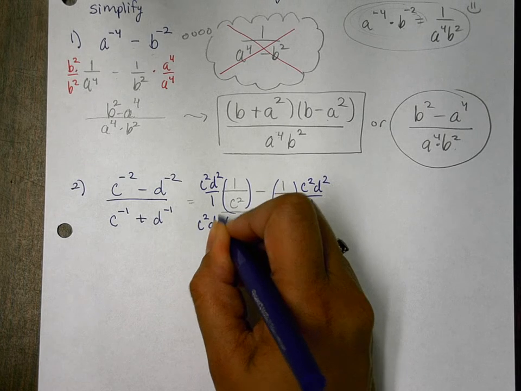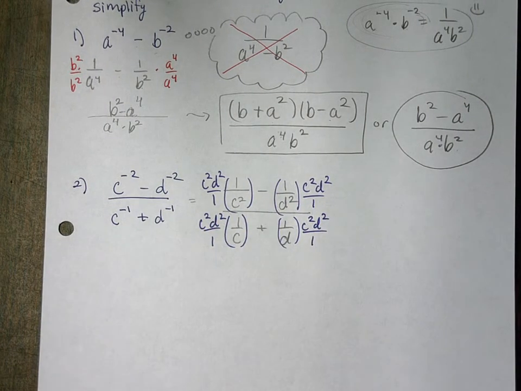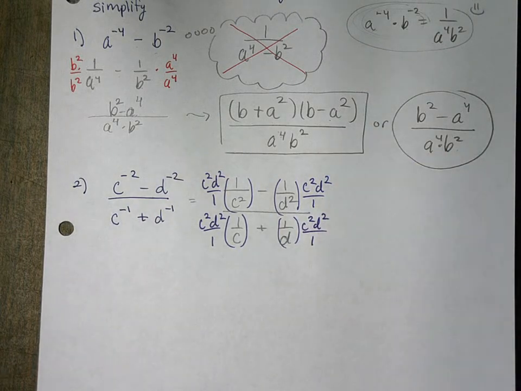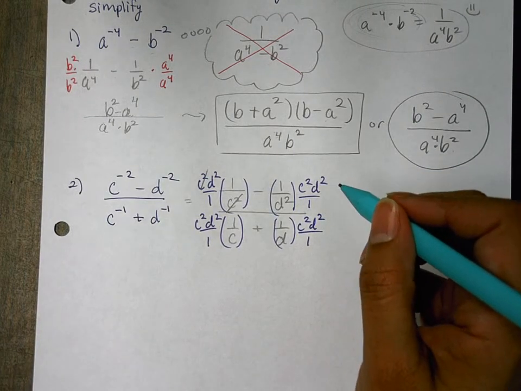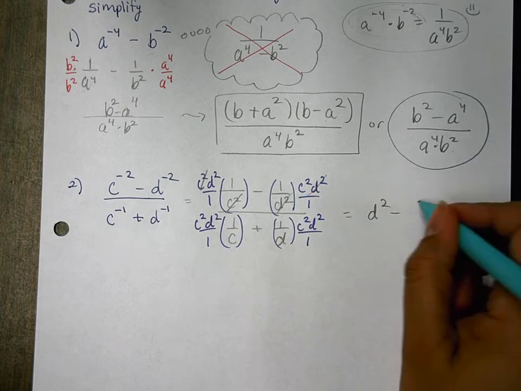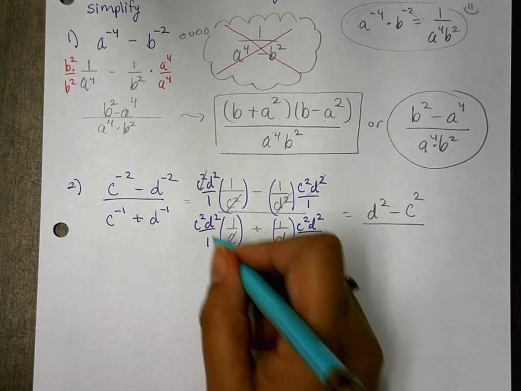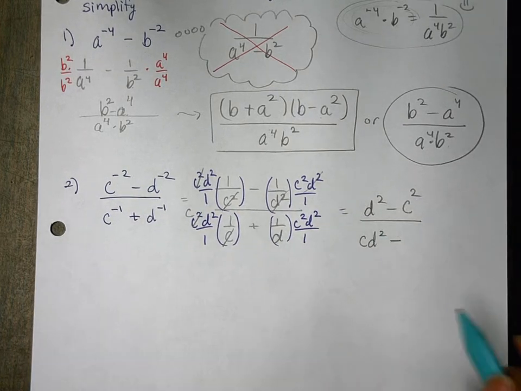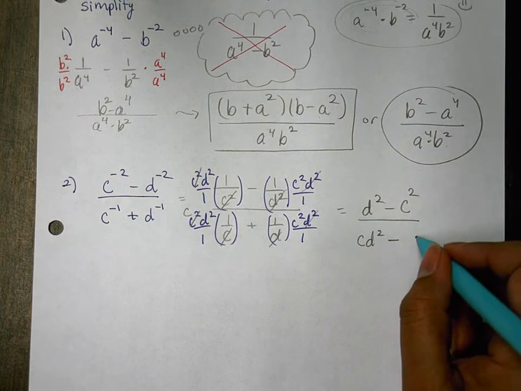c squared d squared, everything, top and bottom, because I'm clearing a complex fraction. What I multiplied at the top, I have to multiply to the bottom, and I just distribute it to everything. Okay, here c squared is gone completely, leaving behind a d squared, minus d squared is gone completely, leaving behind a c squared, all over 1c is gone, leaving behind a cd squared, minus 1d is gone, leaving behind a c squared d.